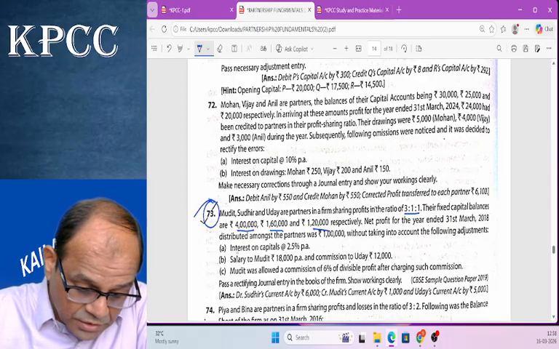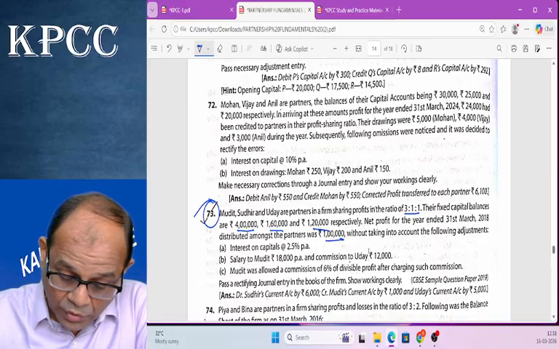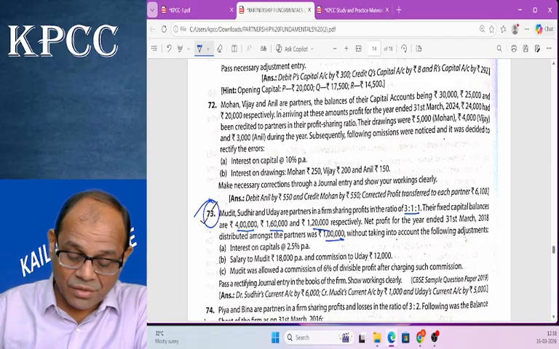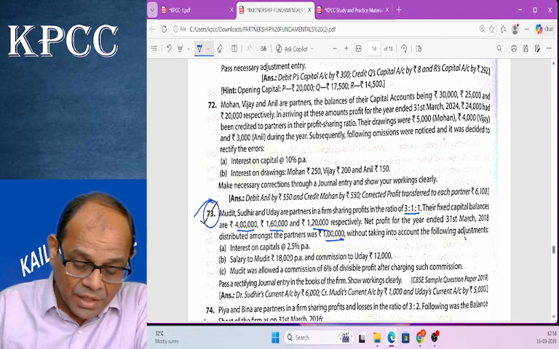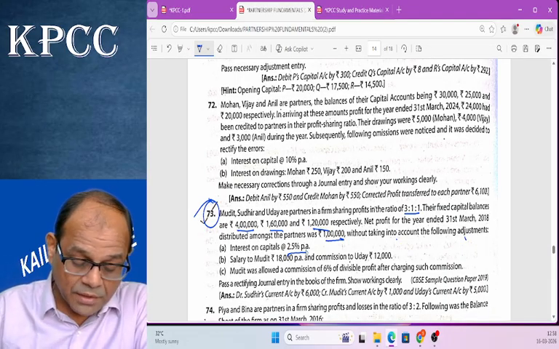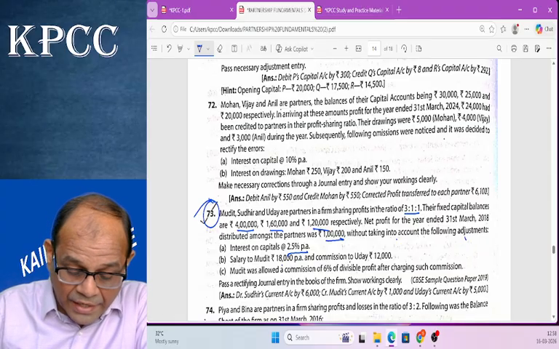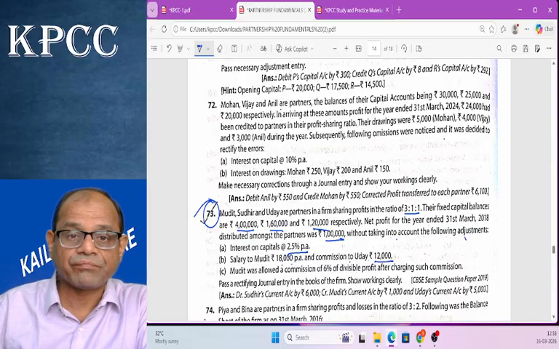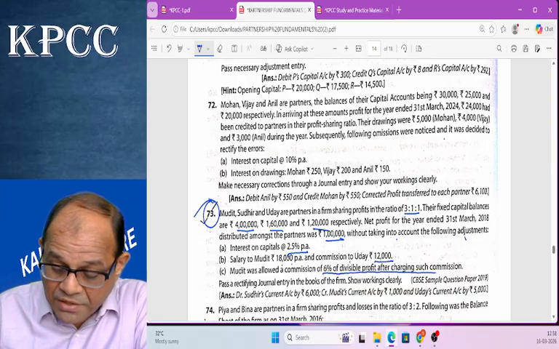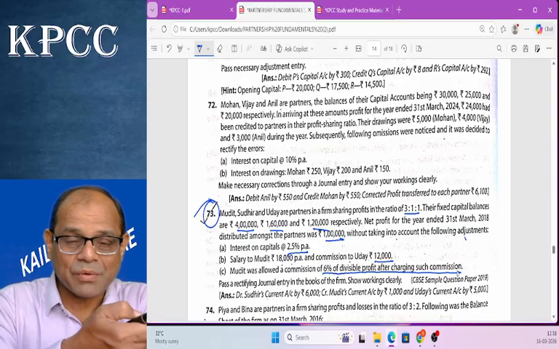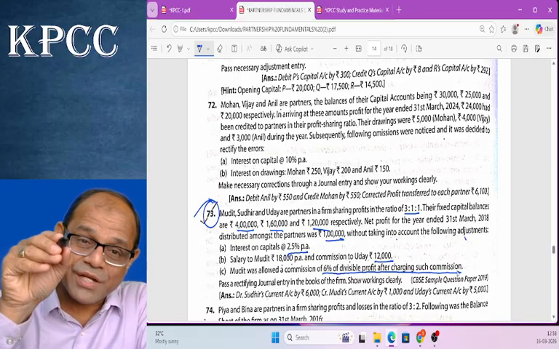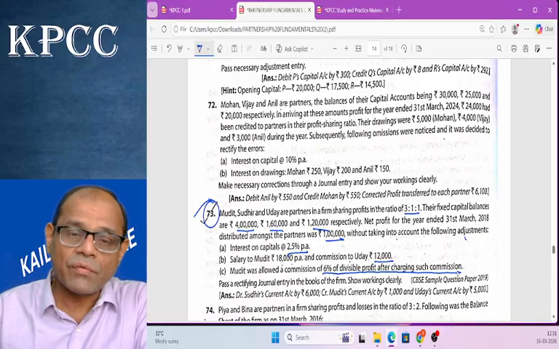Net profit for the year distributed among the partners is 1 lakh, without taking into account the following adjustments. Interest on capital at 2.5%: it should have been given to the partners but was not. Salary to Mudit 18,000 and commission to Uday 12,000 should have been given but were not. Mudit was allowed a commission of 6% of net profit after charging such commission. You remember, we calculated a commission after charging such commission just before. That should have happened in the appropriation account, but they forgot. Now we will do it.